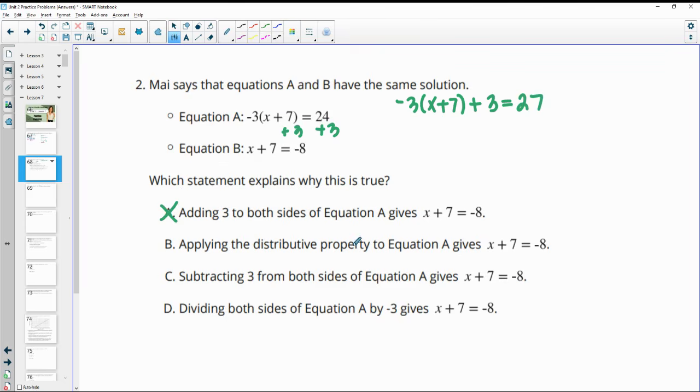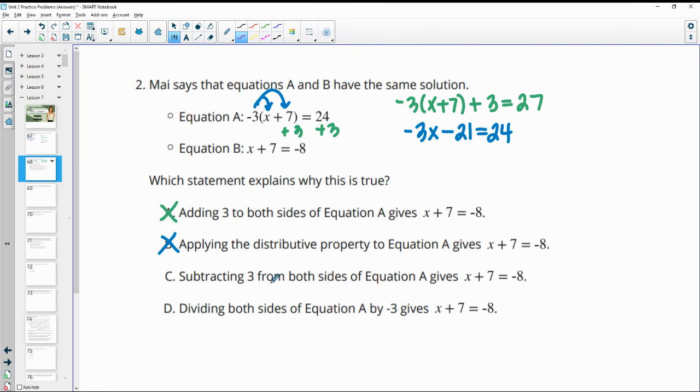Option B, apply the distributive property. If we apply the distributive property here, that just means multiply this in to both things in the parentheses. So we would get -3x, -3 times +7 is -21, and then 24. So that didn't get us to this x plus 7, so that's not true.